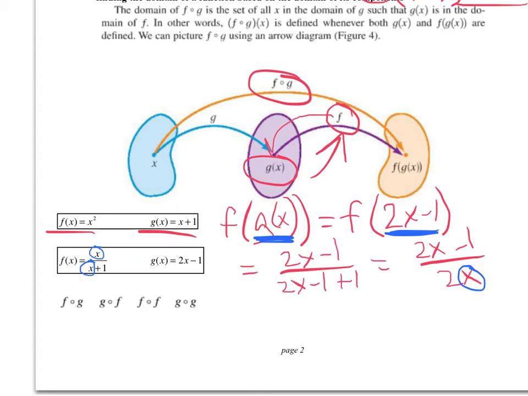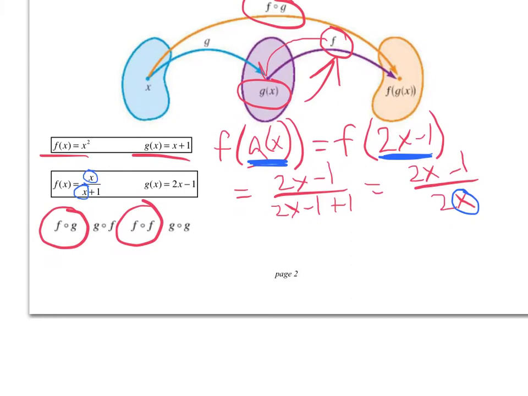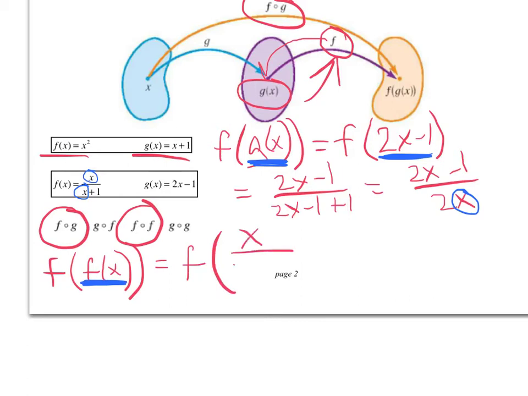So let's see, the next one I wanted to do is, I did f of g, so let's do f of f, because I think that was a hard one in class. So we'll do f of f and see how that works. Okay, f of f means, first of all, substitute the function f of x right there. So we're going to get f of x over x plus 1.